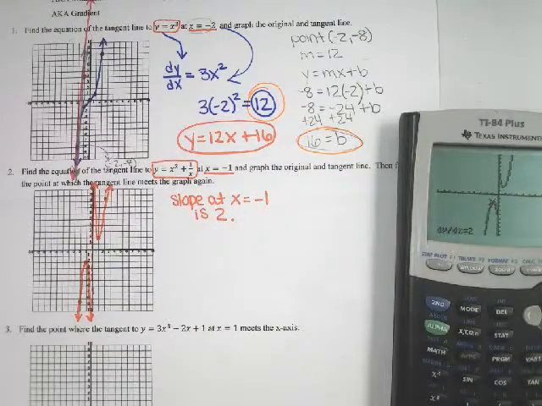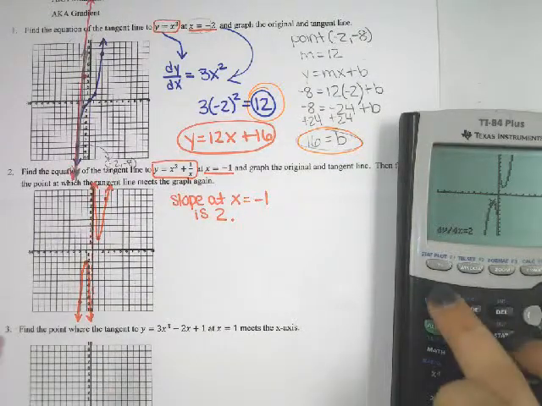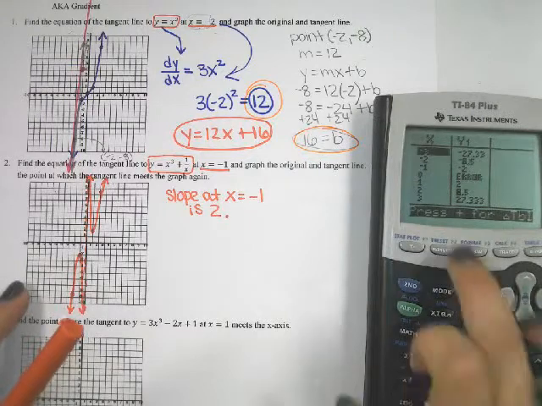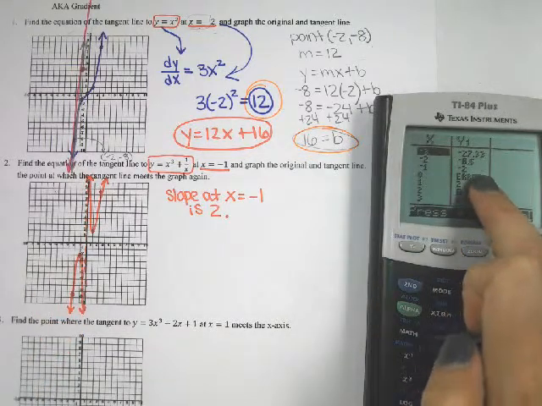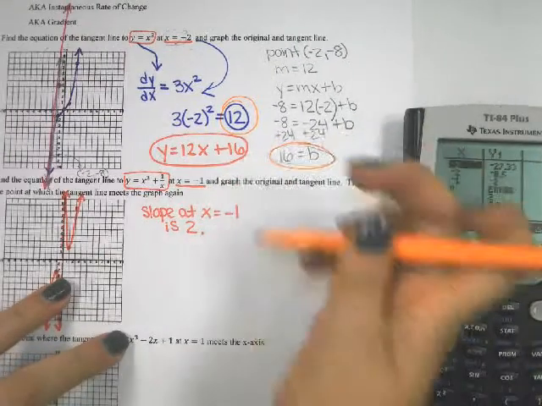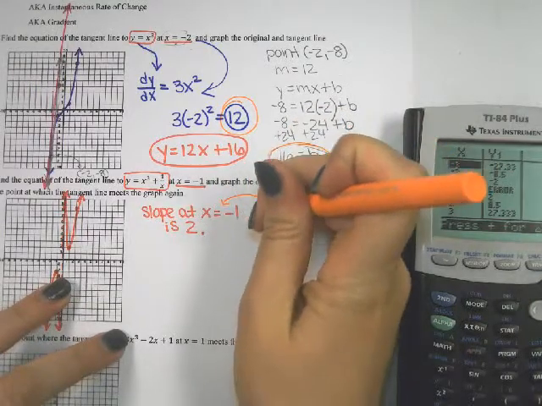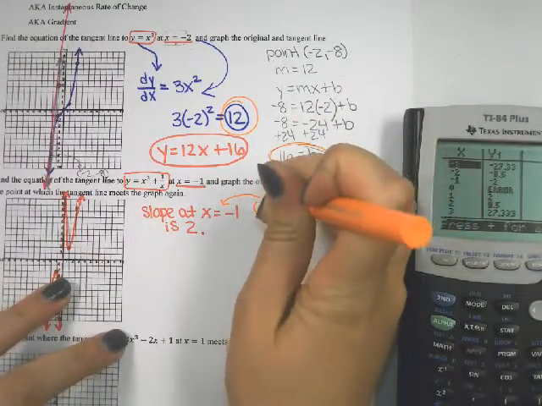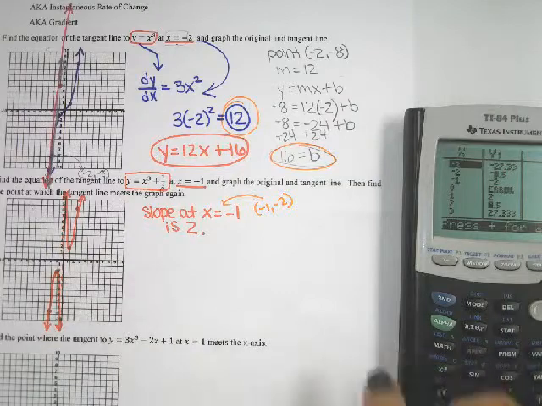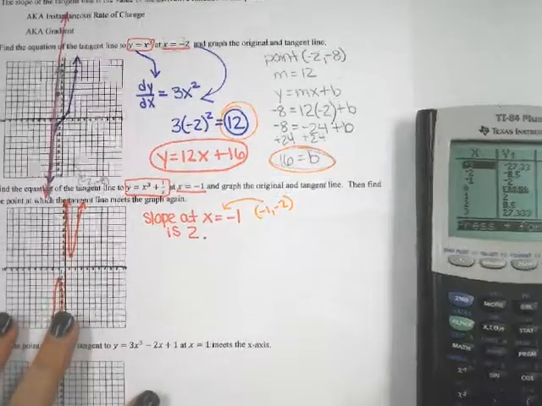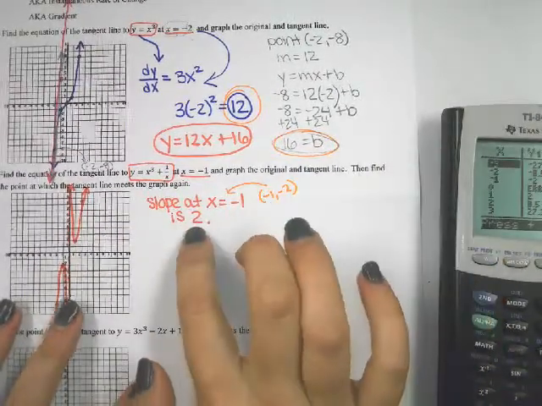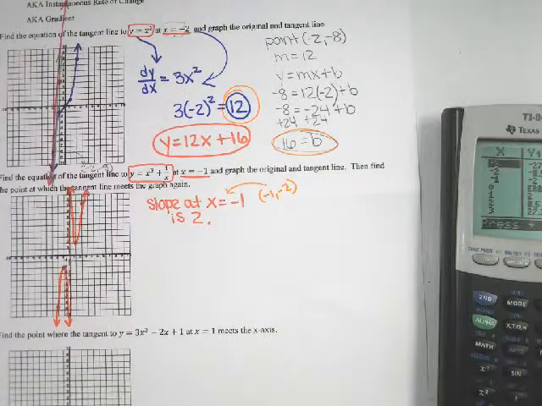Alrighty. The value of the point at -1, if we look in our table, -1, -2 is the point. So this is the point, -1, -2. We need the whole point in order to do the process of finding the b value. So we got our point, we've got our slope, we're ready to find our y-intercept.